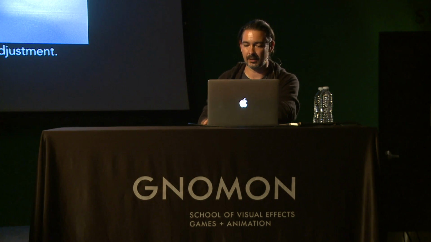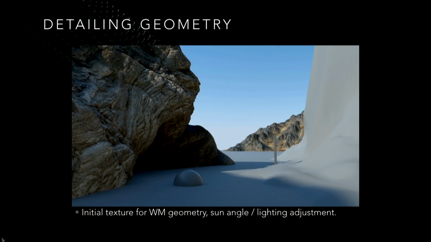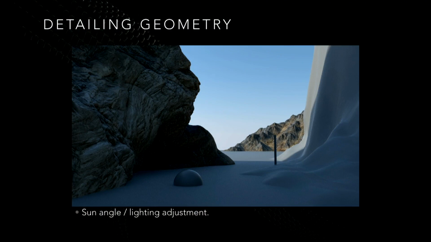So in here, I threw a texture on that thing, adjusted the light angle, put some shadow objects off camera because I wanted this area to be in shadow.